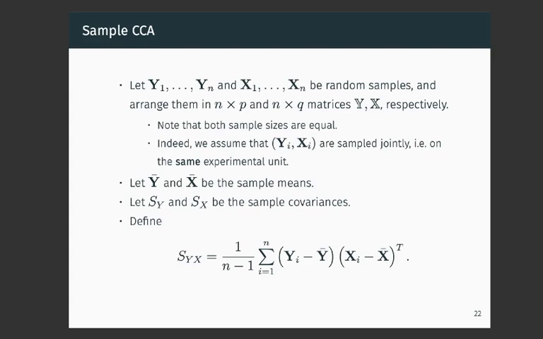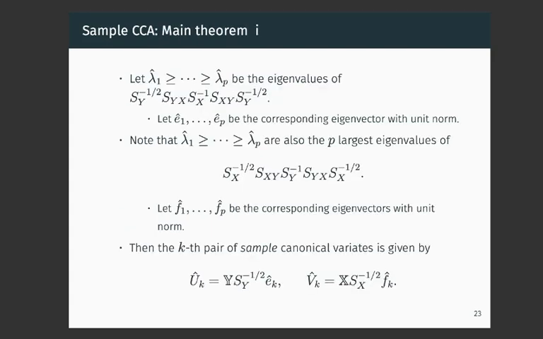Next, we can define the sample means and the sample covariances. In particular, we can define SYX, which is going to be the sample equivalent of Sigma YX. The main theorem for the population CCA can be translated to a main theorem for sample CCA. We can define similar quantities to M times M transpose and M transpose times M, and compute the eigendecomposition of these matrices to get the canonical directions and the canonical correlations. Let lambda1 hat to lambda p hat be the eigenvalues of SY^(-1/2) SYX SX^(-1) SXY SY^(-1/2), and let e hat 1 to e hat p be the corresponding eigenvectors with unit norm.